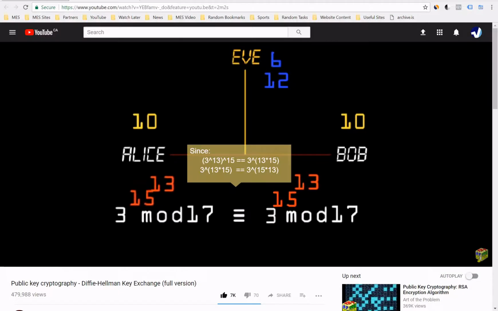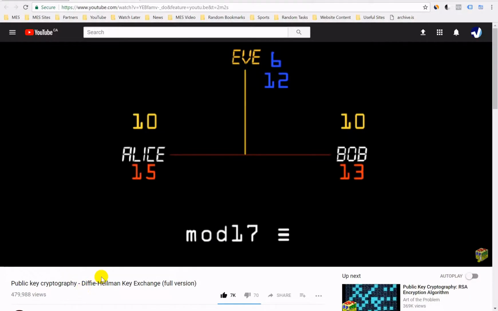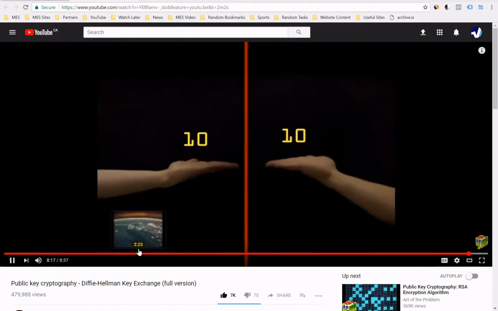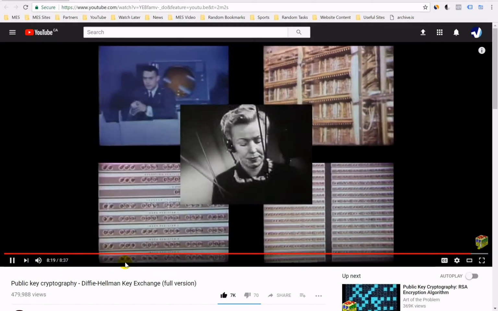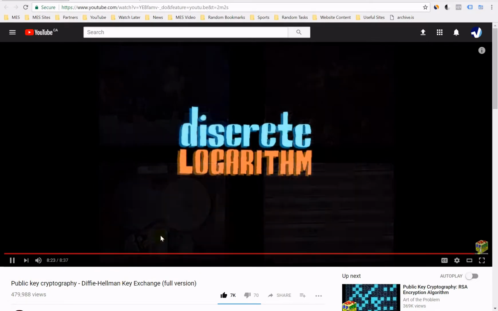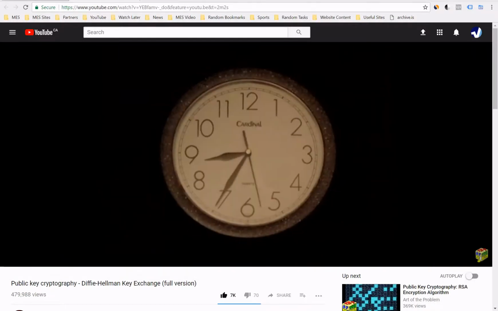When you flip the exponent, the result doesn't change. So they both calculated 3 raised to the power of their private numbers. Without one of these private numbers, 15 or 13, Eve will not be able to find the solution. And this is how it's done. While Eve is stuck grinding away at the discrete logarithm problem, and with large enough numbers, we can say it's practically impossible for her to break the encryption in a reasonable amount of time.